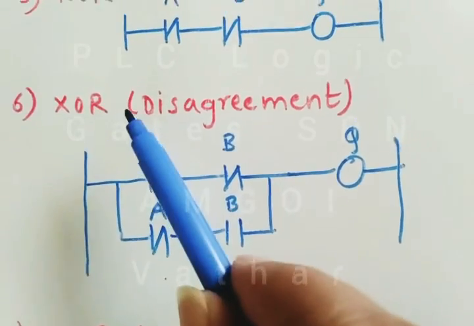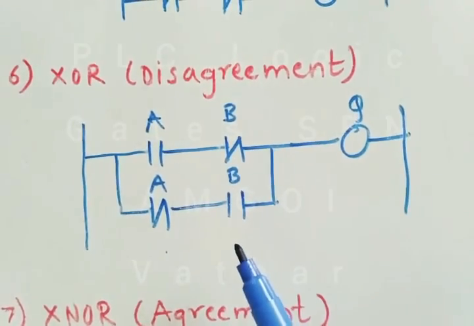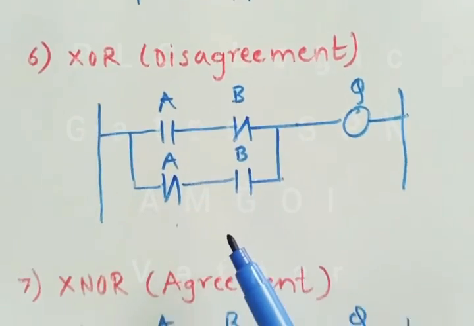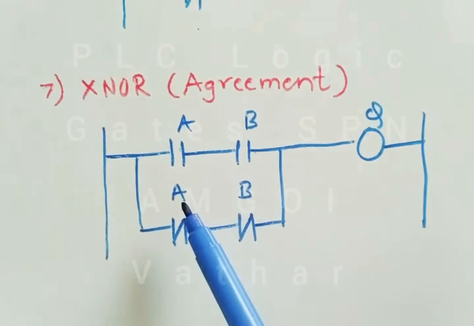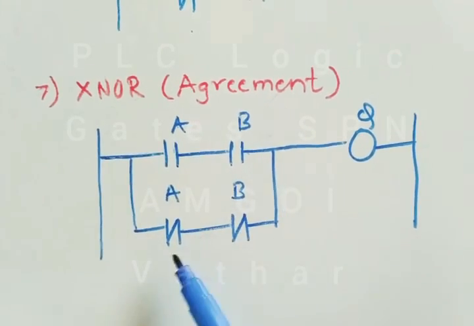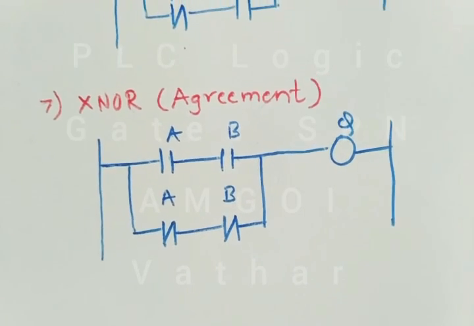The exclusive OR gate uses a combination of normally open and normally closed switches. And finally, the exclusive NOR gate uses normally open and normally closed switches. That's all in the logic gates.